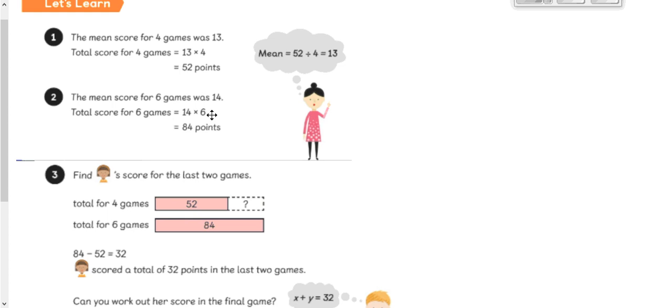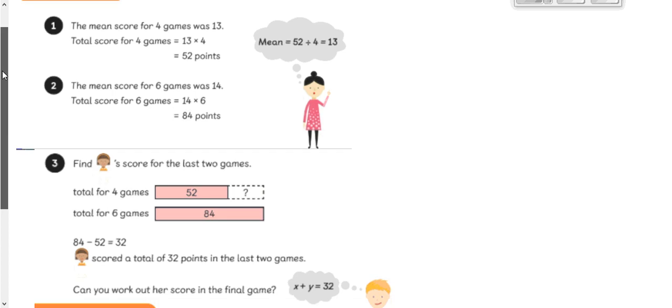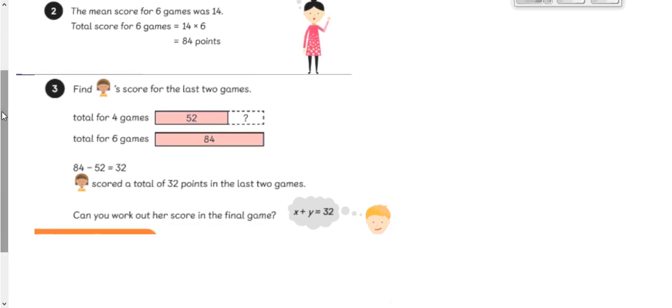We're thinking, right, how do we find out how many points she scored in the last 2 games? Maybe I need to find the difference. Remember, the difference means subtracting. So to find the score in the last 2 games, we could put it in a bar model. We don't need to, but you can. But 84, 52, we want to know this missing part. So we do 84 take the 52 to give us this missing bit. 84 take 52 is 32. So she scored a total of 32 points in the last 2 games.